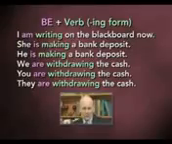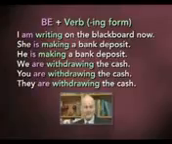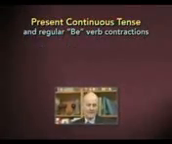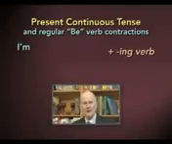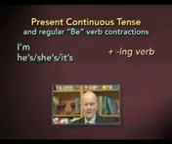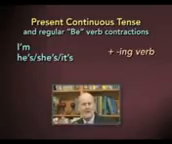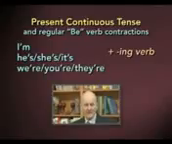A few more points about this present continuous tense. The verb form makes regular be verb contractions. So, I'm working now. I'm studying now. He, she, or it's. He's studying now. He's speaking now. We're speaking, you're speaking, they're speaking.